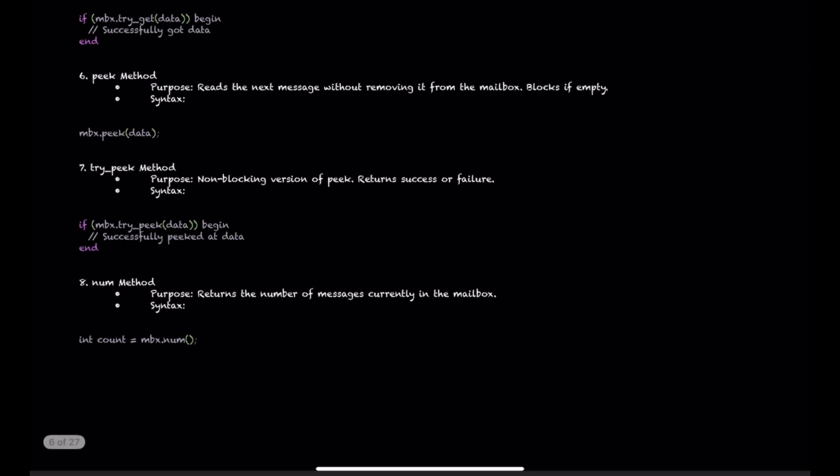The last one is the num method. It will return the number of messages currently present in the mailbox. The syntax is int count equal to mailbox dot num.